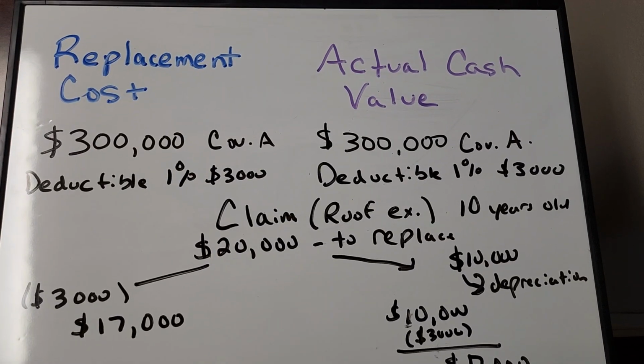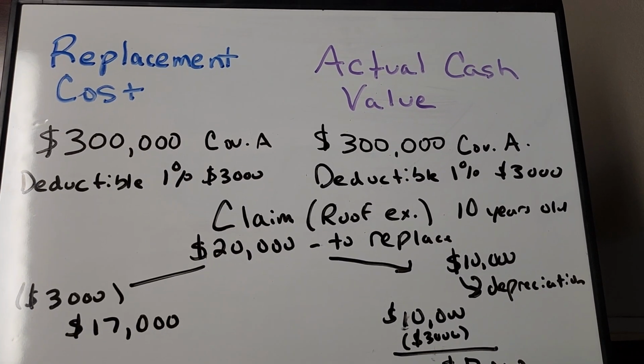So in layman's terms, replacement cost is going to be the cost to repair the damages that you have in today's dollars, all right? Actual cash value is going to be the depreciated value of the item that you're trying to repair based on the age of that item. And I'm going to come over right here and I'm going to show you an example and help explain that. All right, so what are you looking at here at the whiteboard?